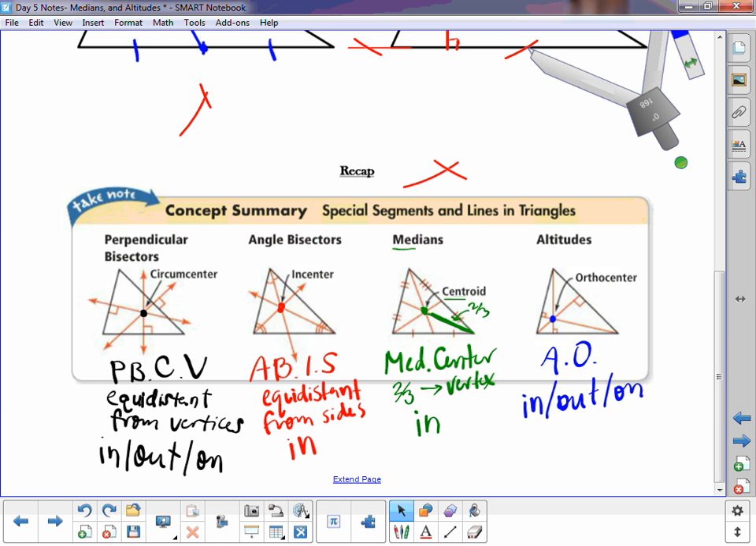Alright. Questions on that? So your homework for tonight, we have worksheet 4 and then the back side of worksheet 3 if you did not already get this. And if you would go ahead and put away your compasses and rulers.